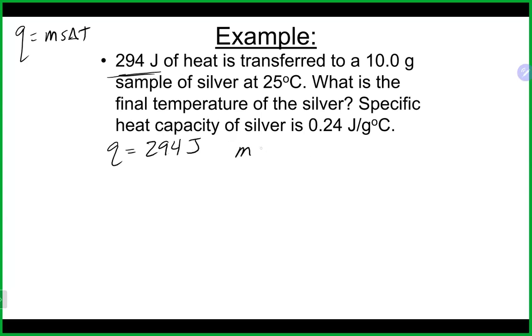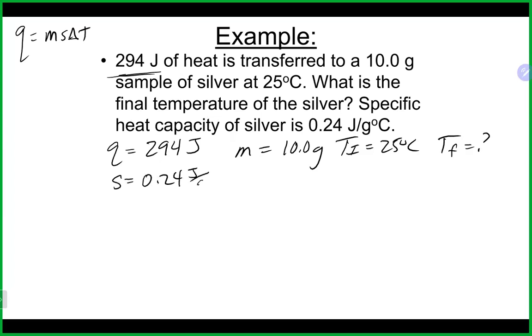We obviously have a mass here that's 10 grams. We have an initial temperature of 25 degrees Celsius. We're actually looking for a final temperature in this case, and we do have our specific heat capacity of 0.24 joules per gram per degree Celsius. So we pretty much got this, this, and this. The one thing we don't have is a change in temperature. So that's what I'm going to solve for first, is actually a change in temperature.